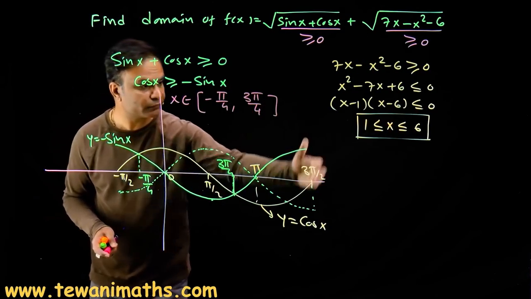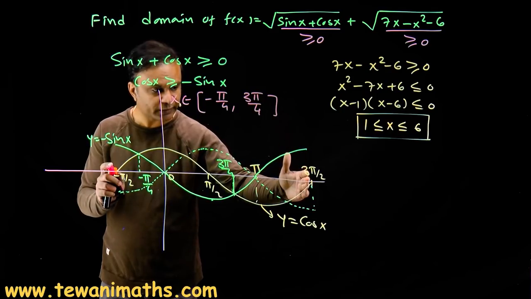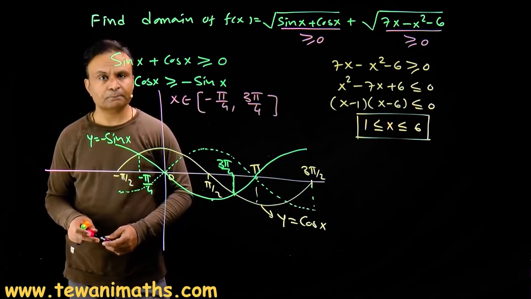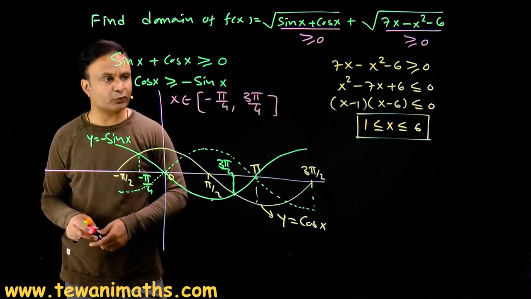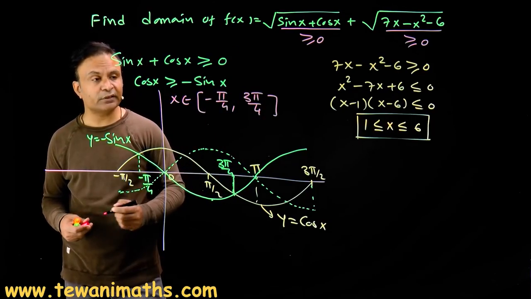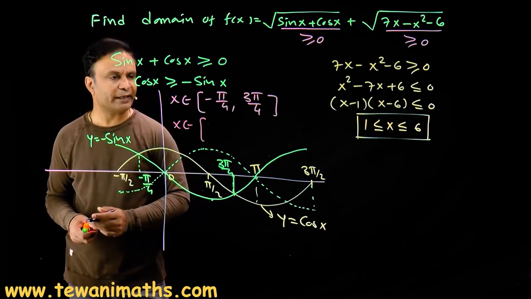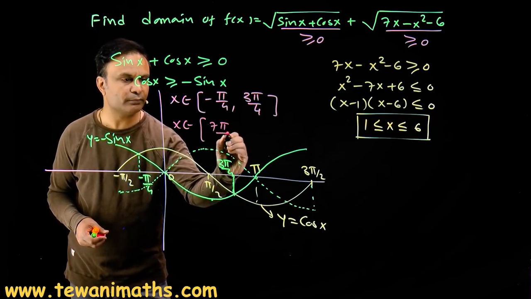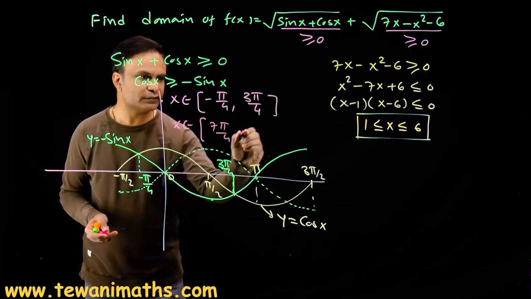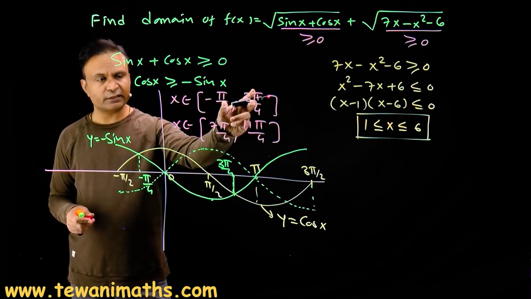Now we will have other intervals if we extend these two graphs. We have solved for one interval of length 2 pi. There will be many such intervals of length 2 pi. Both these functions are periodic with period 2 pi. So how can you generalize this? In fact, what will be the next interval? The next interval will be x belongs to, I will add 2 pi here. So 2 pi minus pi by 4, that is 7 pi by 4, and 3 pi by 4 plus 2 pi, it is 11 pi by 4. So x belongs to either this or this.